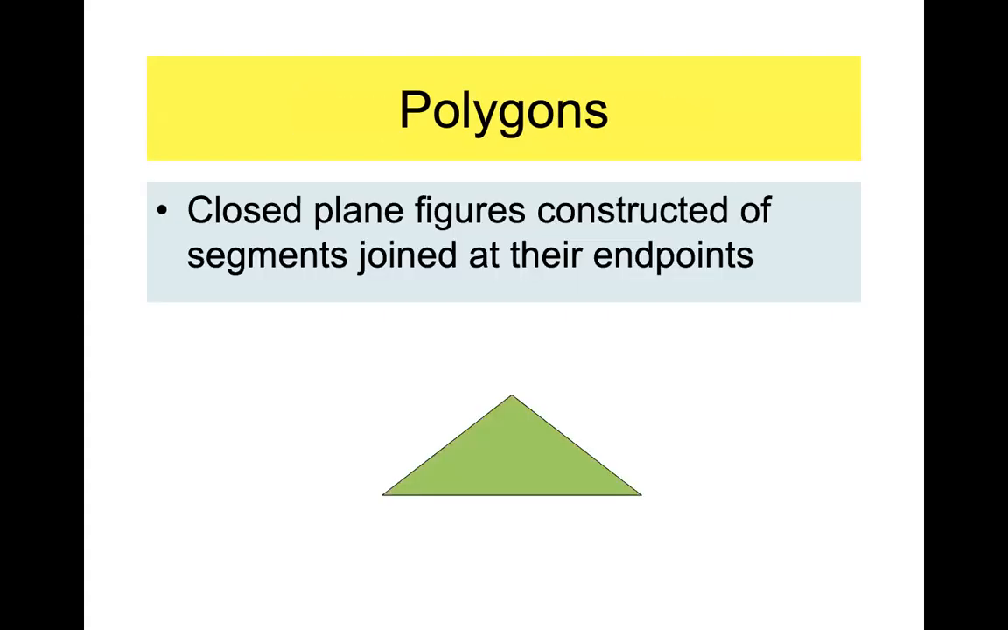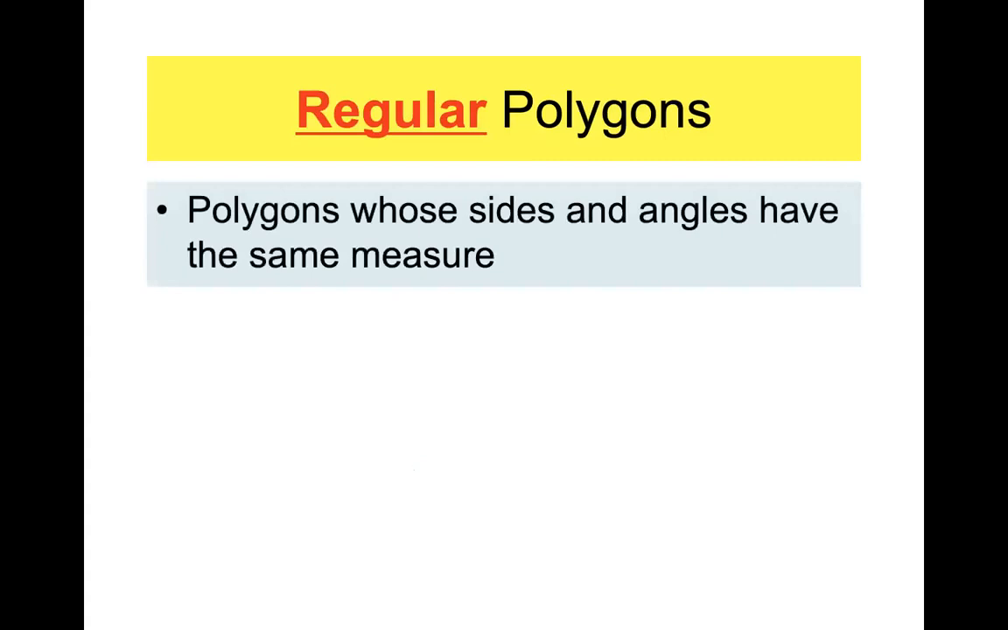So here we have a triangle, right? 3 sides on a flat surface, segments that have been joined at their endpoints. And we have a formula for area of that one, 1/2 base times height. If we think about regular polygons, we've had this definition before. A regular polygon has to be a polygon, but it also means that all the sides have the same measurement. So if one side is 5, all the sides are 5.